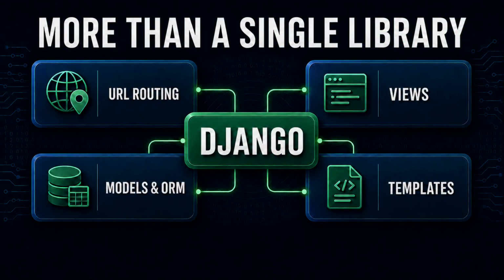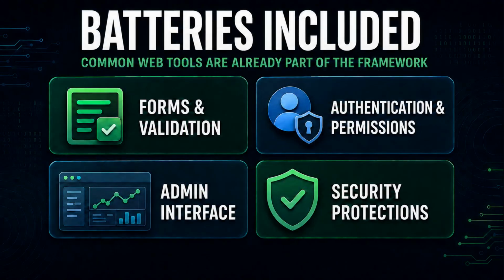Django is also a collection of tools designed to work together. URL routing decides which code handles an address. Views coordinate the response, models and Django's object relational mapper work with database data. Templates combine that data with HTML to produce the finished page. Django is often described as batteries included, because common web features are already available. It provides forms and validation, authentication, and permissions, a built-in administration interface, and important security protections. Instead of assembling every fundamental piece from unrelated packages, we begin with one coherent framework and add specialized tools only when our application needs them.